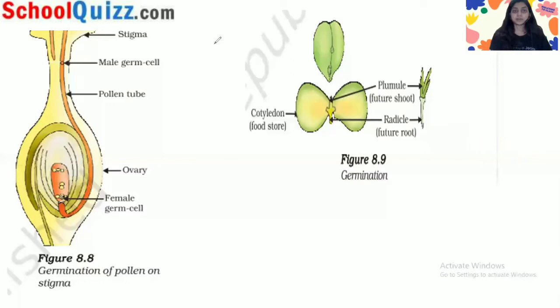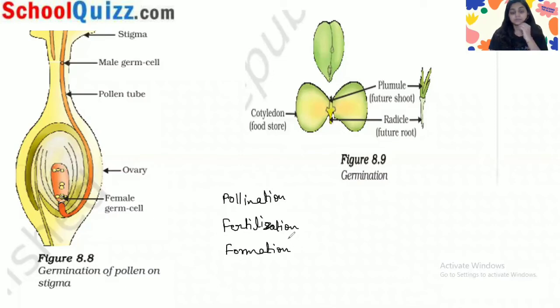So we have four types of process as we discussed in our previous video. The pollination. Next we have the fertilization. Third we have the formation of seeds. And next we have the germination. Okay, so let's start from the pollination.